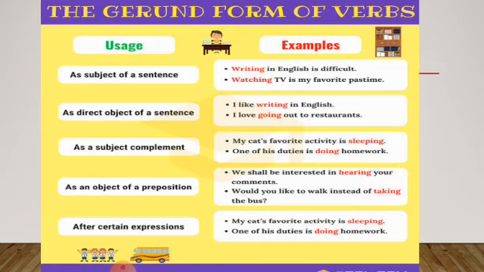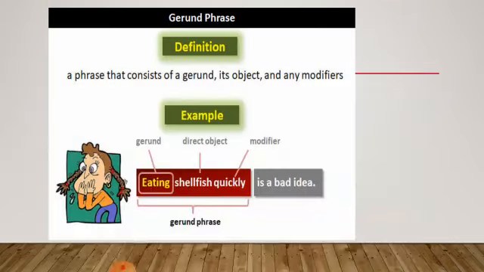For example, my cat's favorite activity is sleeping. Now it is being used as a noun here. One of his duties is doing homework. It is being used as an expression and as a noun. Now after that, the gerund phrase. A gerund phrase is a phrase that consists of a gerund, its object and any modifiers. There are modifiers here, as I have told.